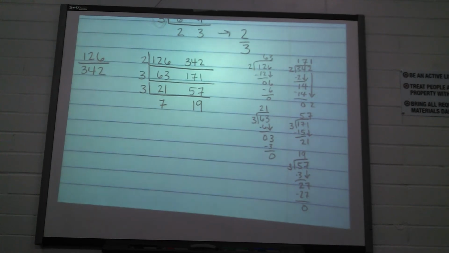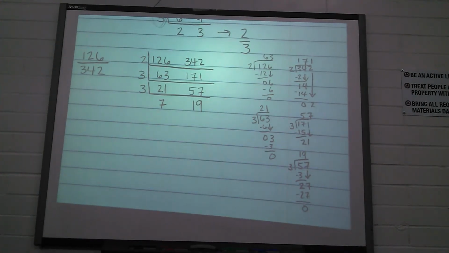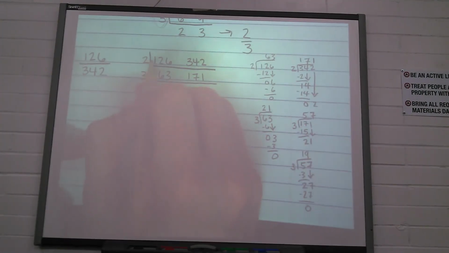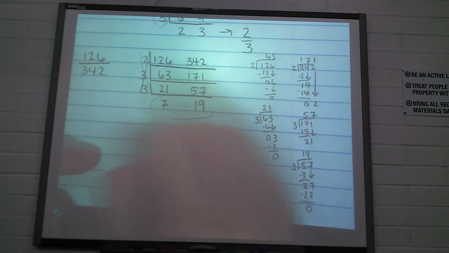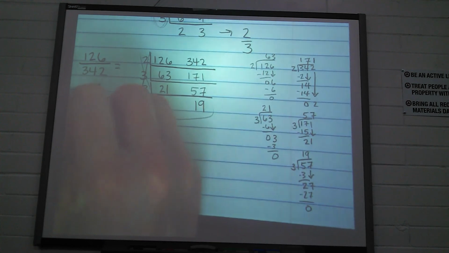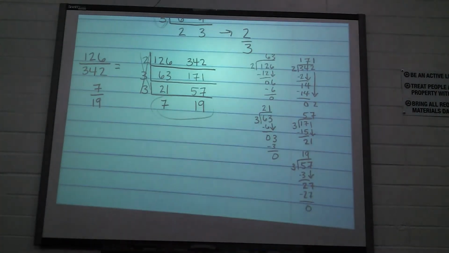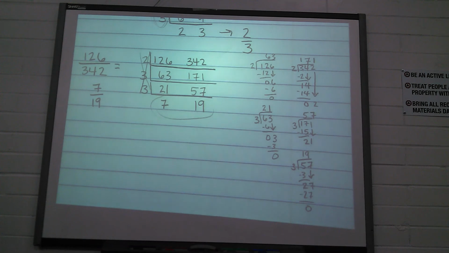Now, I know the difference between prime and composite, and I know that the only way I can get 7 is to multiply 7 times 1. And I know that the only way I can get 19 is to multiply 19 times 1. So since I have 2 prime numbers, and neither one of them have a shared factor, a greatest common factor, I am done. I don't need to find the greatest common factor from the side. And my answer is right here. My answer is 7/19. That was a lot of work for this problem.